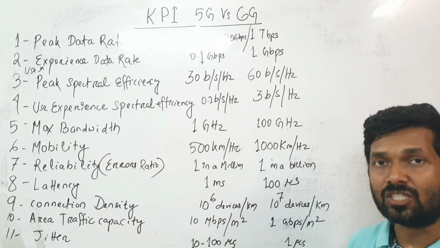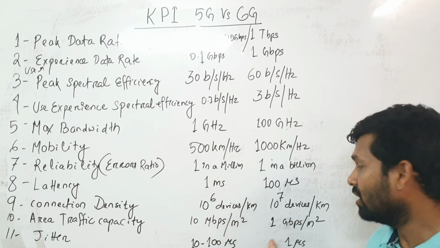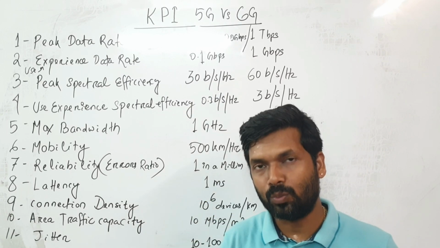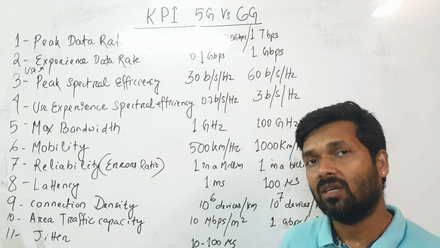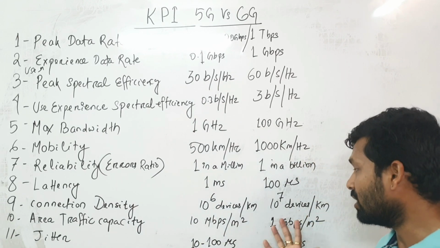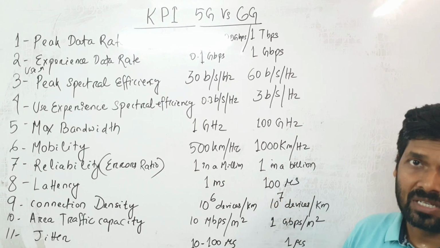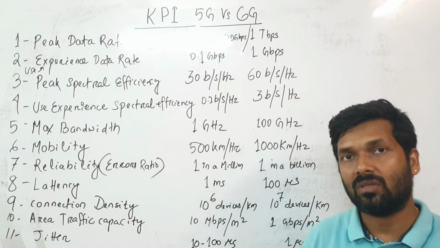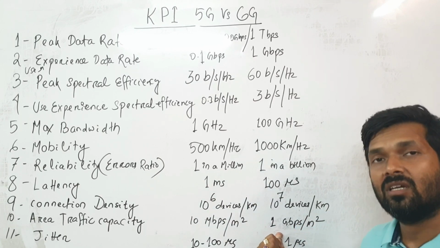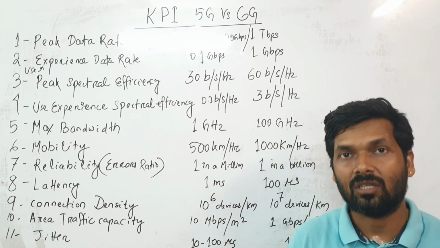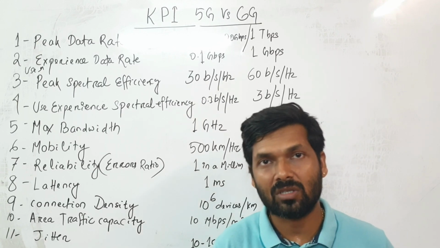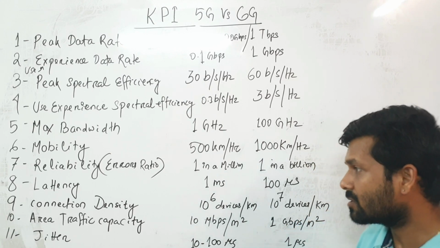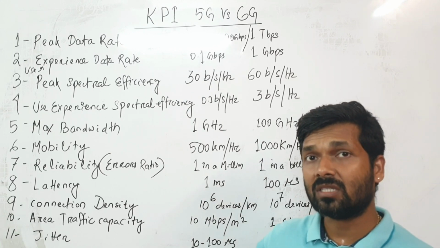That would be 1 Gbps, gigabits per second, in 1 square meter in 6G. So that is the kind of throughput we experience in 5G, and in 6G we are targeting 1 Gbps throughput within 1 square meter. You can just imagine what kind of network is going to come in the next 10 to 15 years.